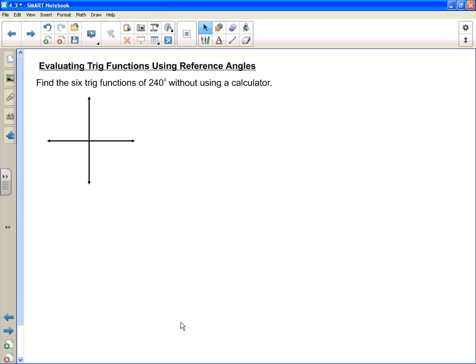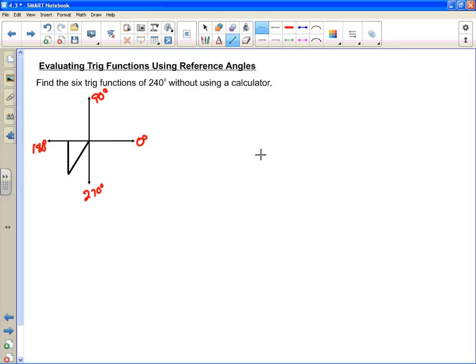Now we are talking about evaluating trig functions using reference angles. And so it says, find the 6 trig functions of 240 degrees without using a calculator. So I want to figure out where 240 degrees is. So this is 0 degrees, 90, 180, 270. So 240 is somewhere in between 180 and 270. And it's actually, if we think about it, going to be 60 degrees past 180.